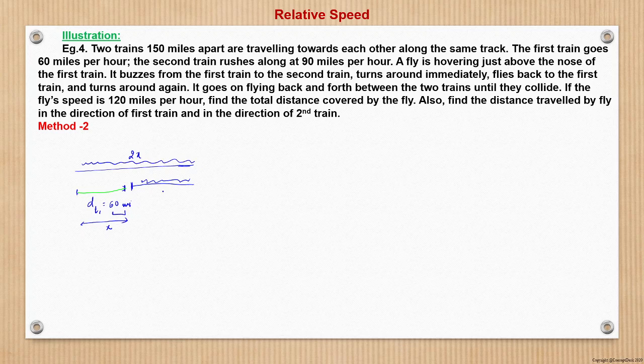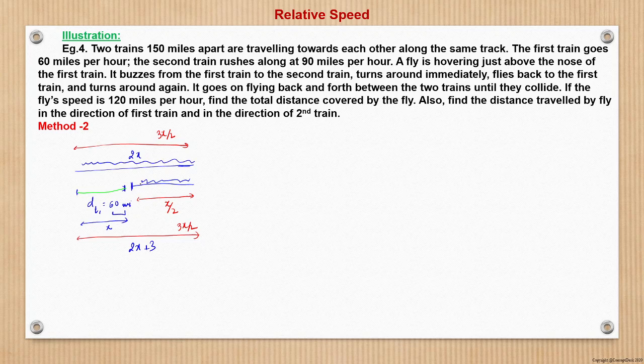So what is the total distance covered? This total distance would be what? 2x plus this x, 3x, and this is just half. So the top portion will be 3x by 2, and the bottom portion would again be 3x by 2. And out of this 3x, this green part is x. So what remains is this part, which is x by 2.